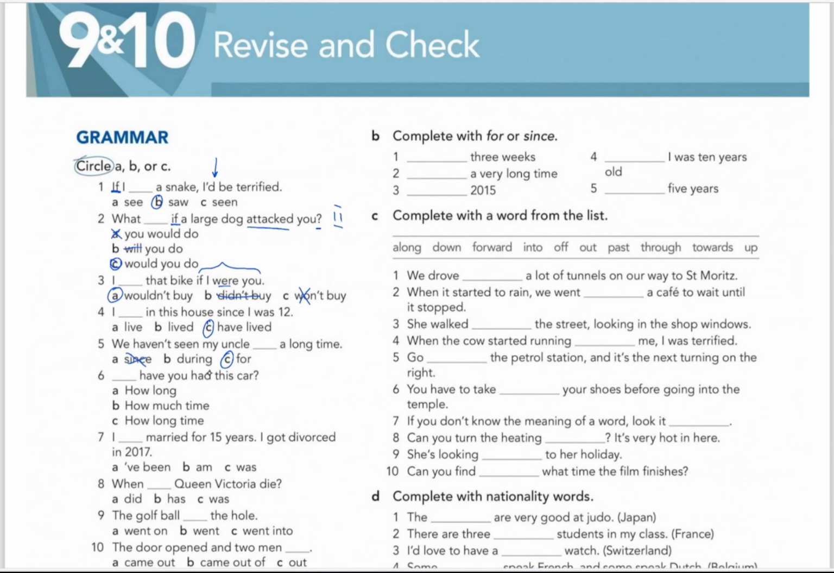Number 6, have you had this car? It will be how long have you had this car? I want to know about the duration. How long have you had this car?